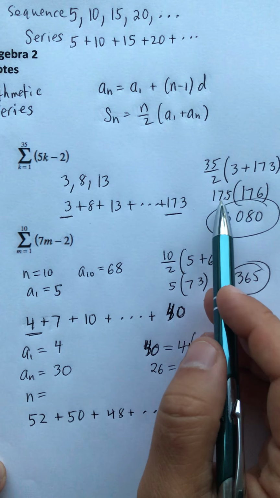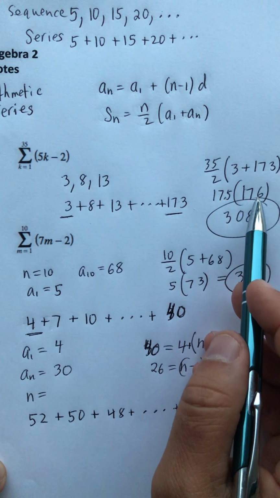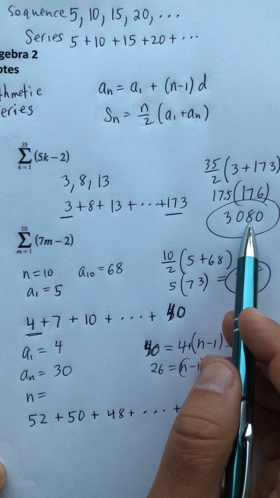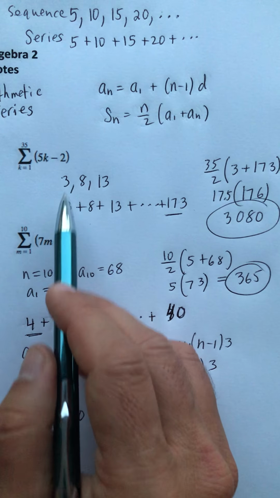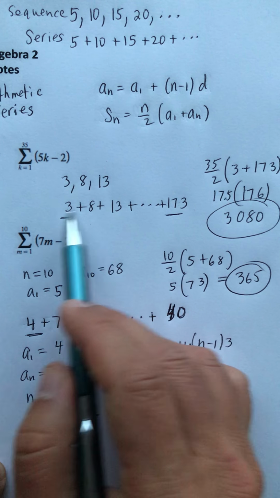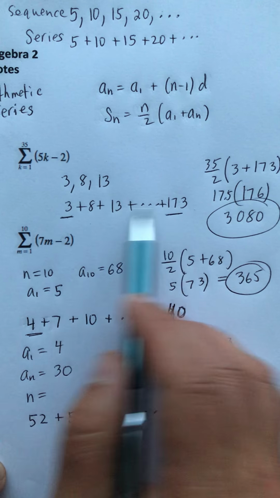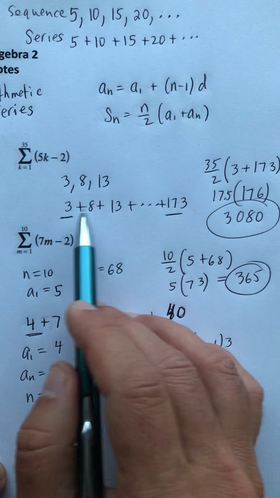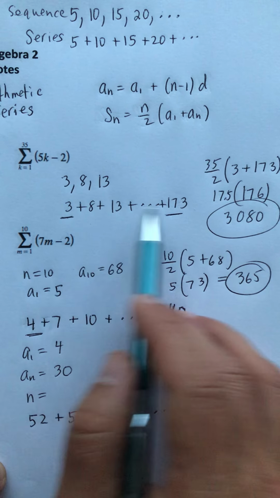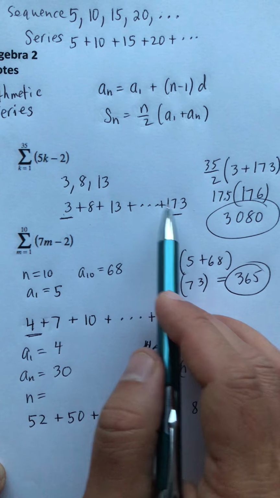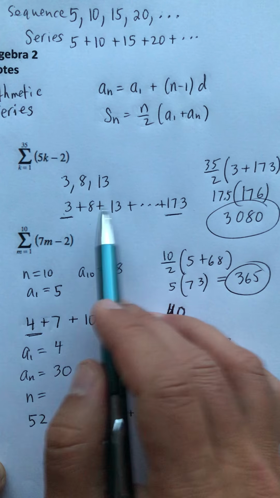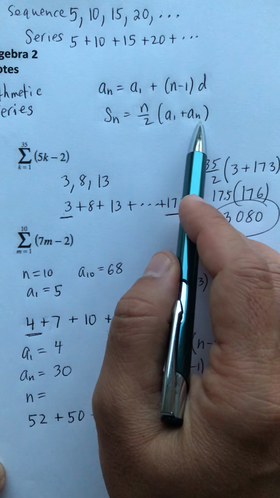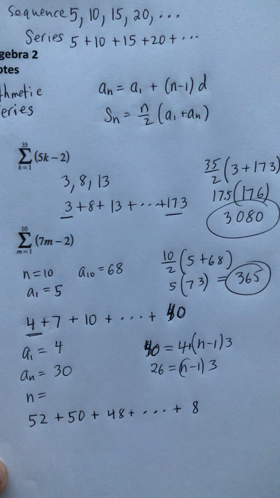So here, 17.5 times 176 is 3,080. So the sum of the terms from 3 to 173, all these 35 numbers here, this dot dot dot, there's 31 numbers missing here because I only see 4 of the terms. I see the first one, the second one, the third one, and the 35th term. But it's unimportant what the numbers are in between because the formula only calls for the first term, the last term, and how many terms I'm multiplying.